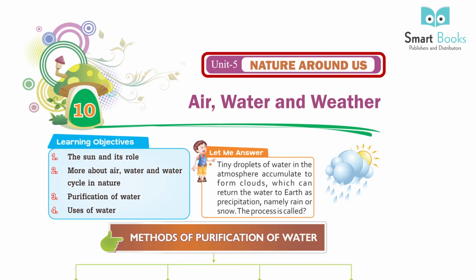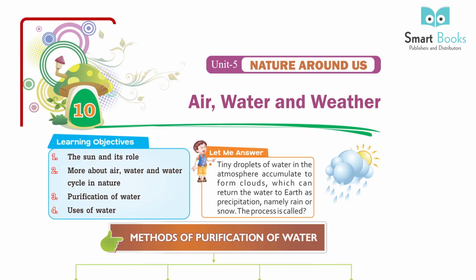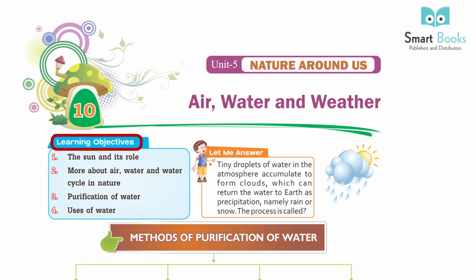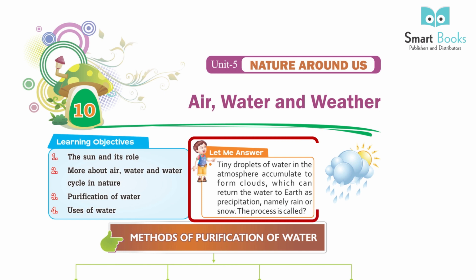Unit 5: Nature Around Us. Chapter 10: Air, Water and Weather. Learning Objectives: 1. The sun and its role. 2. More about air, water and water cycle in nature. 3. Purification of water. 4. Uses of water.